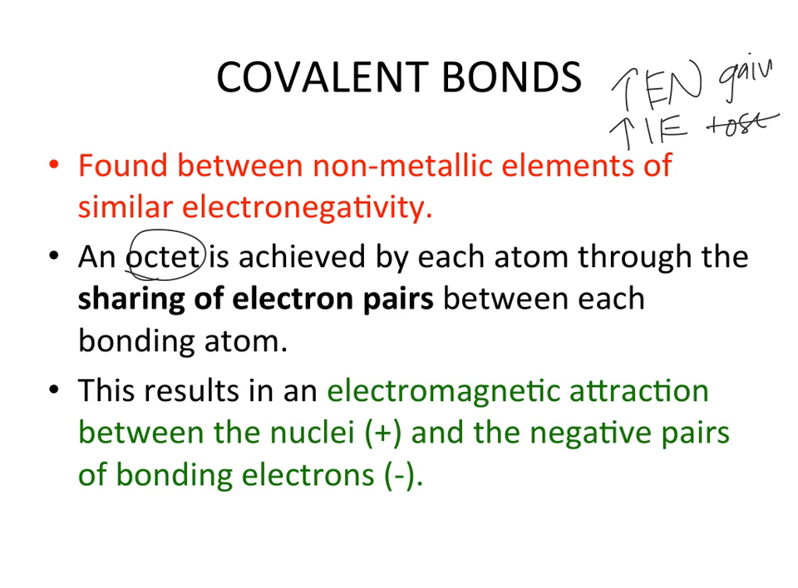But because none of them want to lose and both of them want to gain, what they are going to end up doing is they're going to share electron pairs between the bonding atoms. And there's an electromagnetic attraction between the positive nucleus and those bonding pairs of electrons. And this, ladies and gentlemen, is our covalent bond.